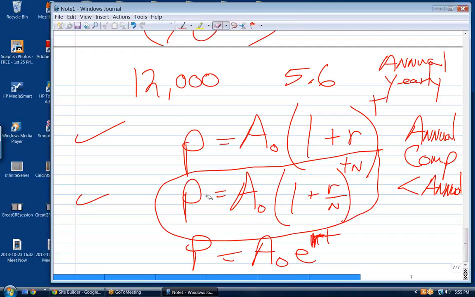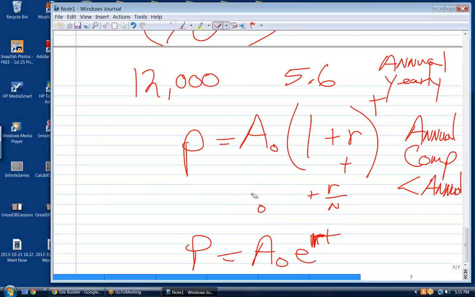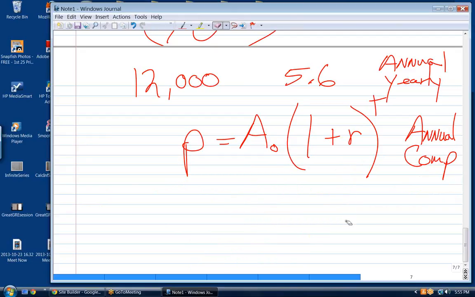So this is annual, so we'll use this equation. What's their question? We already have the formula. Find the amount after 3 years. Compounded daily. After 3 years, compounded daily. Okay, then we want to use the other one.